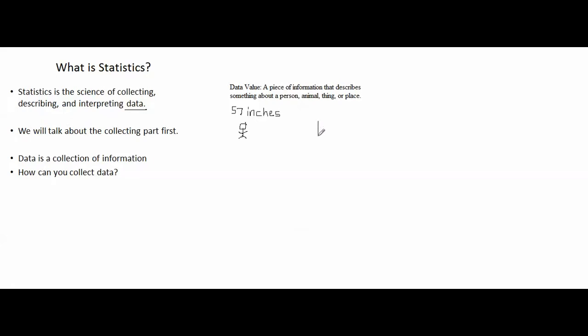If a house is 250 square feet, then 250 square feet is a data value that describes something about the house. It's a data value that describes something about this specific house right here.